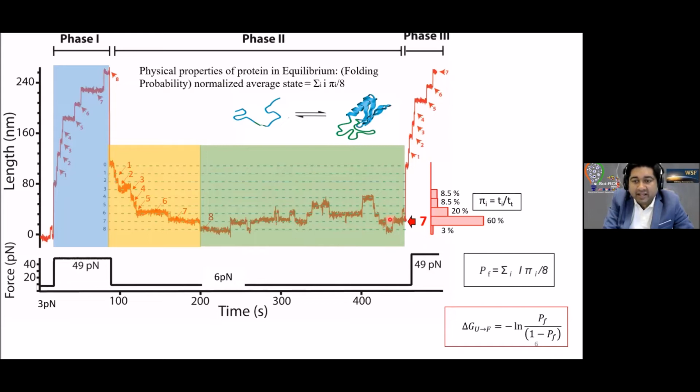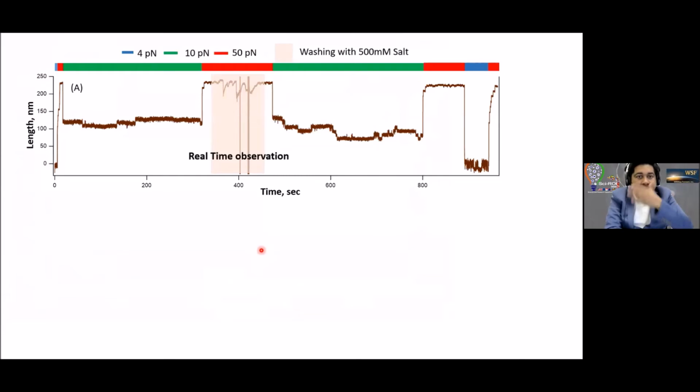From here you can calculate folding probability, and from the folding probability you can calculate the delta G. So as I promised, from a single experiment you can get unfolding kinetics, refolding kinetics, delta G, and of course the other parameters. This is basically where you get how the unfolding and refolding kinetics and equilibrium are.